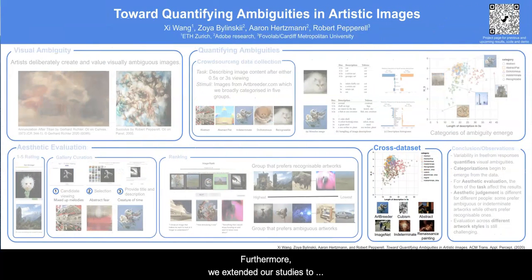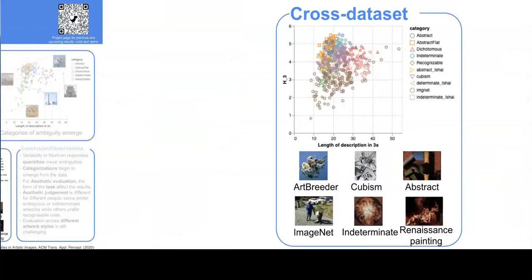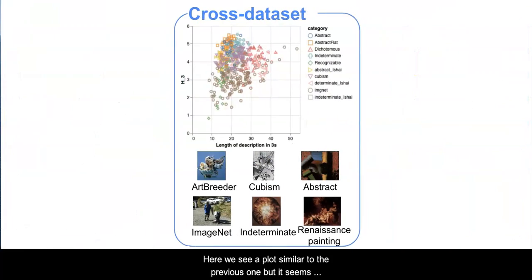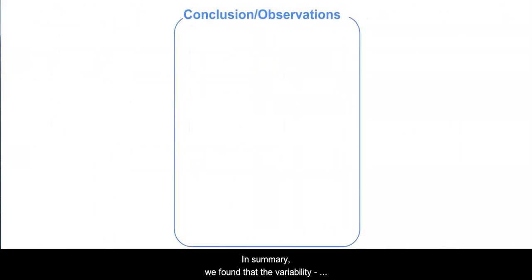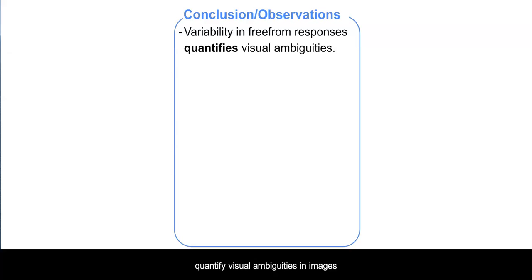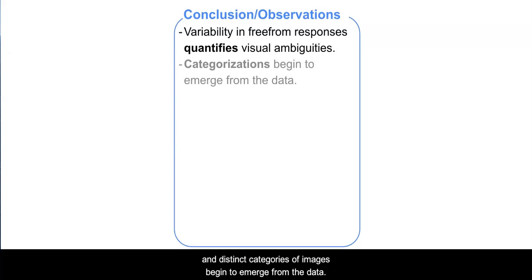Furthermore, we extended our study to cover other image datasets that have been used in previous studies on art and image ambiguity. Here we see a plot similar to the previous one, but it seems that generalization to different art styles is still quite challenging. In summary, we found that the variability or entropy of free-form descriptions can be used to quantify visual ambiguities in images. And distinct categories of images begin to emerge from the data.